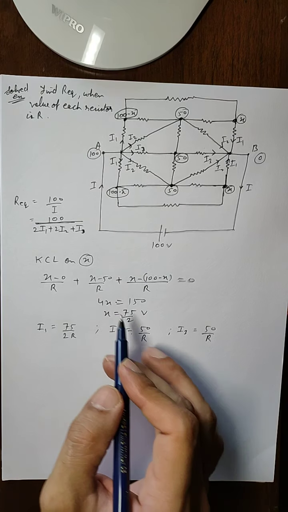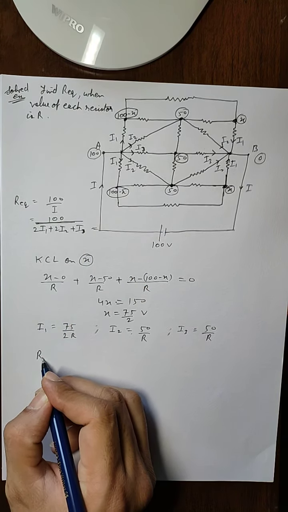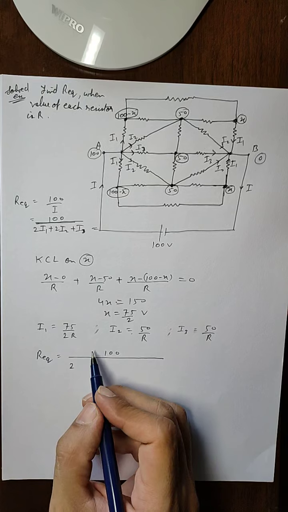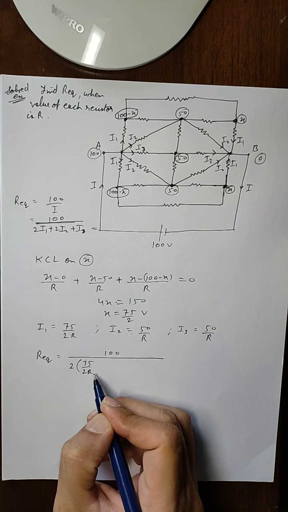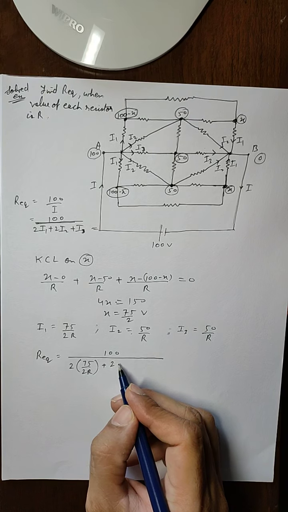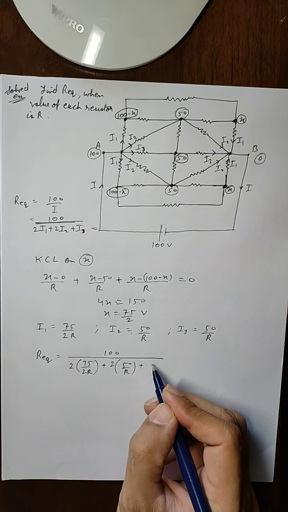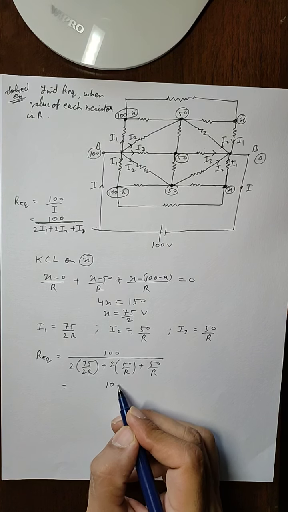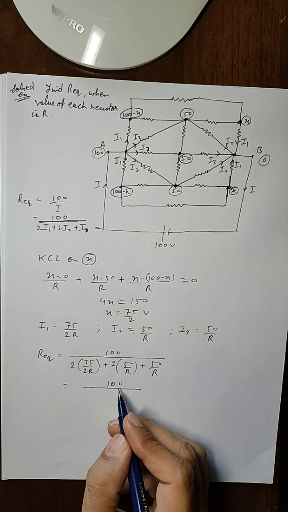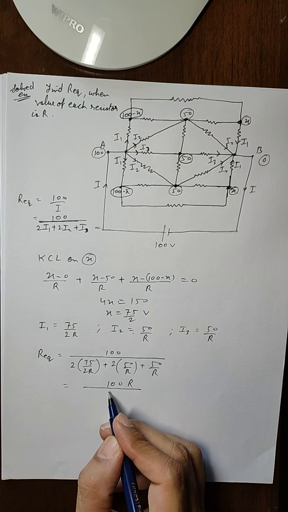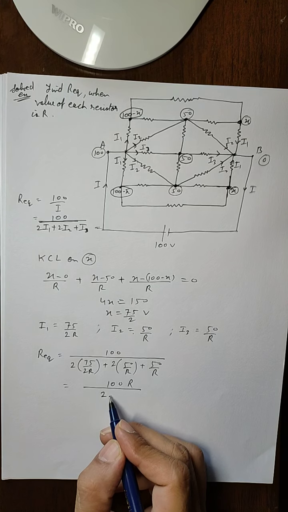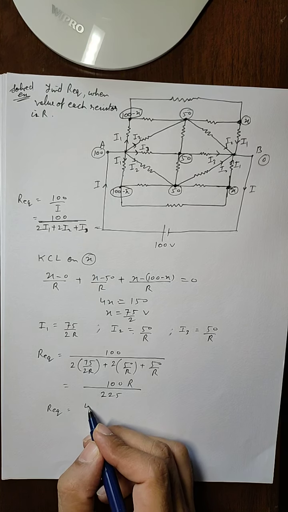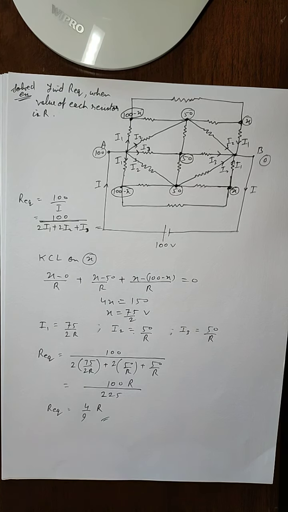Now we put these values in this equation. So we get R equivalent equals 100 upon twice of 75 by 2R plus twice of 50 by R plus 50 by R. Now if we solve this, we will get 100R upon 225, and if you further solve it, then it will be equal to 4 by 9 R, and this will be the answer to this question.